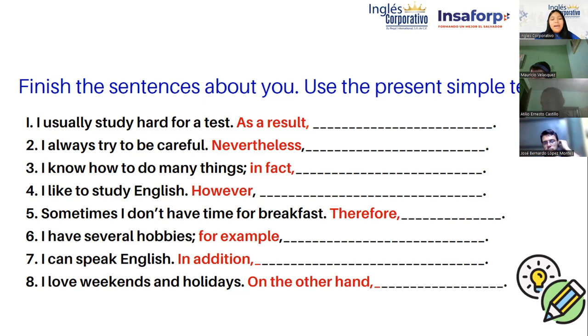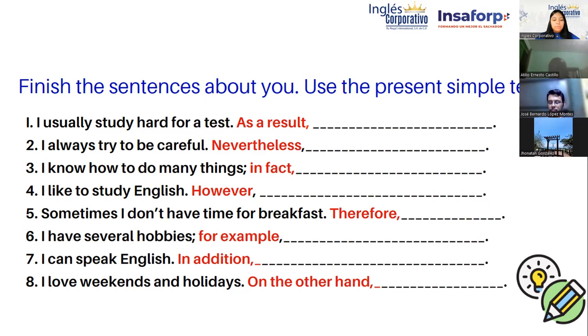And the last one. I love weekends and holidays. On the other hand, what is the meaning of on the other hand, teacher? It's like saying por otra parte. Por otra parte. I love weekends and holidays. On the other hand, well, they are too short.